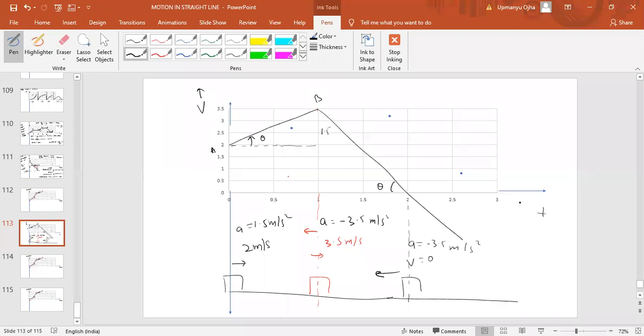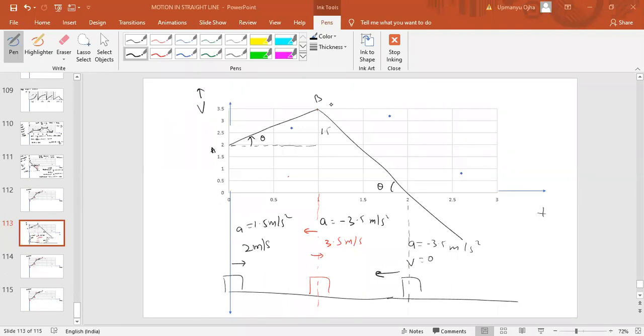Again, explain. Okay. See, just think. At t equal to 0, where is the particle? At origin? At origin, not at origin. At t equal to 0, what is the velocity of the particle? 2 meter per second. What is the acceleration? 1.5 meter per second square.